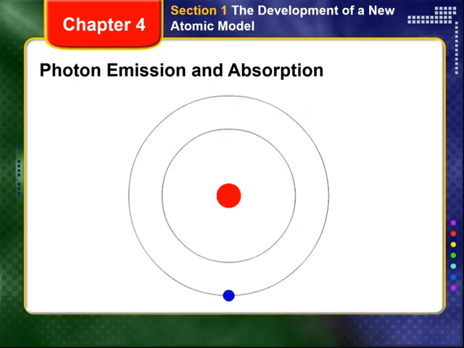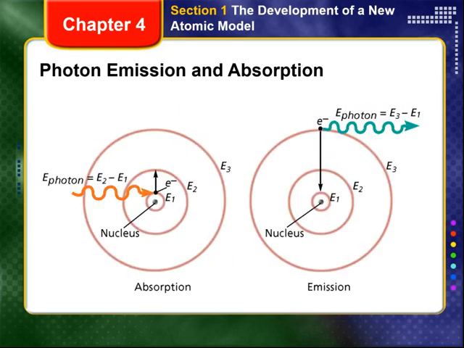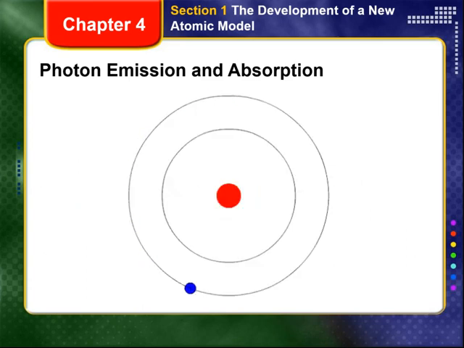Absorption and emission of radiation according to the Bohr model of the hydrogen atom are illustrated in figure 4-8, which would be this figure on page 96 of your textbook. The energy of each emitted photon corresponds to a particular frequency of emitted radiation, which is equal to: E of the photon is equal to h nu.